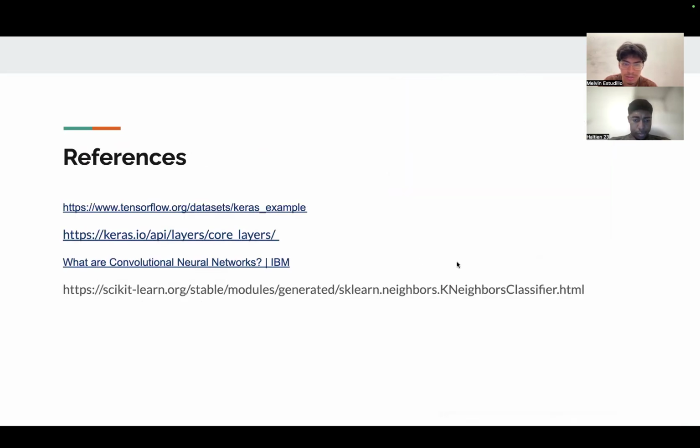These are references. IBM is really helpful. TensorFlow is also really helpful, with really good documentation. And sklearn had a great library for k-nearest neighbors, but also the stats and everything else.